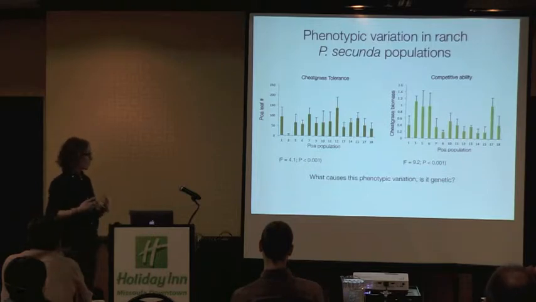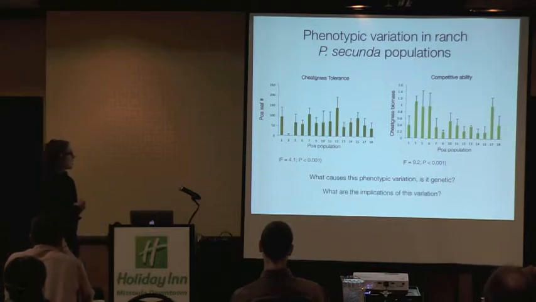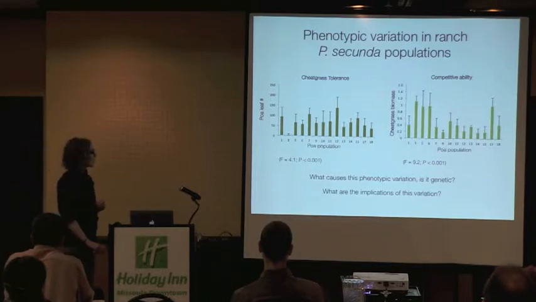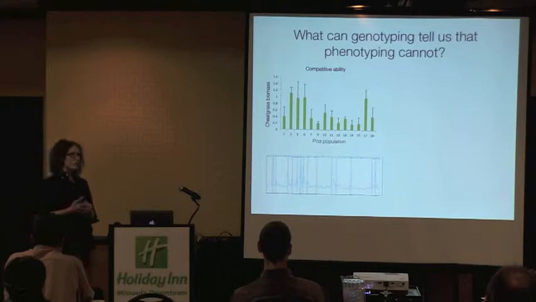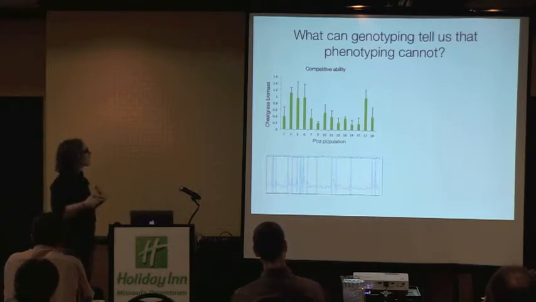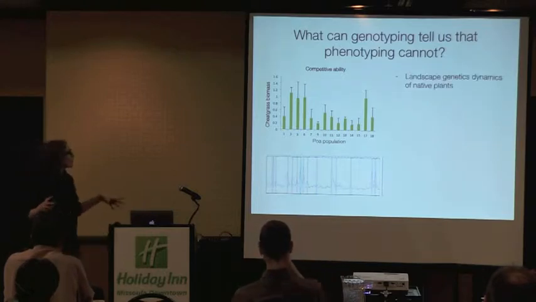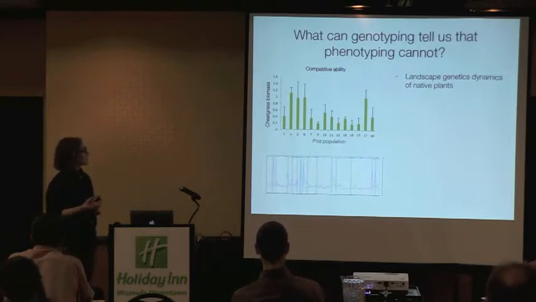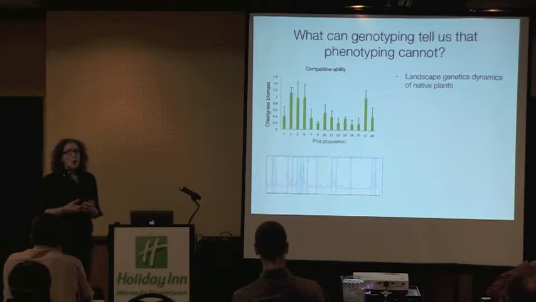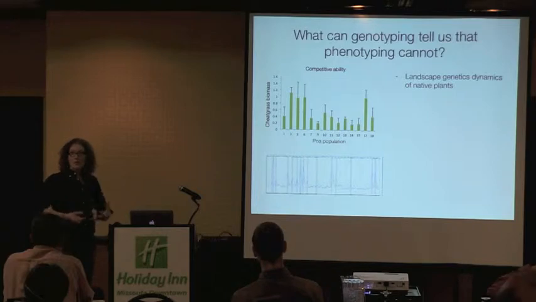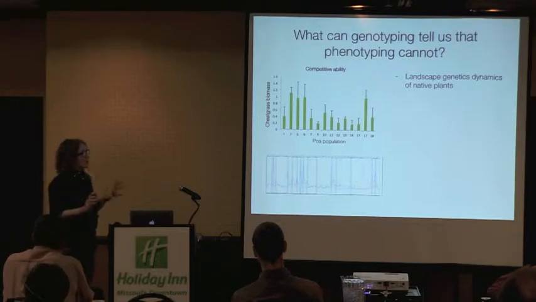And what we're looking at is whether or not the differences we see in POA across the ranch are genetic, or if something else is going on. And what are the implications of this variation? So you might wonder why go to the trouble of genotyping when we already have some information about how POA acts in terms of its phenotype. So one of the most important overarching reasons to do this work is to get a sense of the landscape genetics of native plants. We give a lot of attention to the invaders and what makes them unique and what makes them good at what they do. But it's also really important that we understand native plant dynamics in their uninvaded contexts and how they respond to invasion.